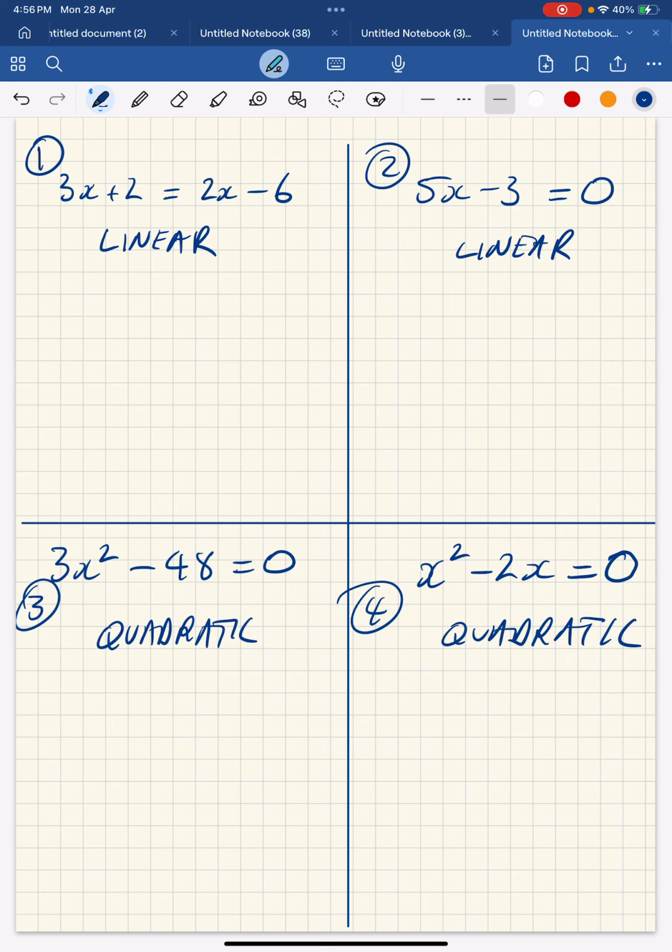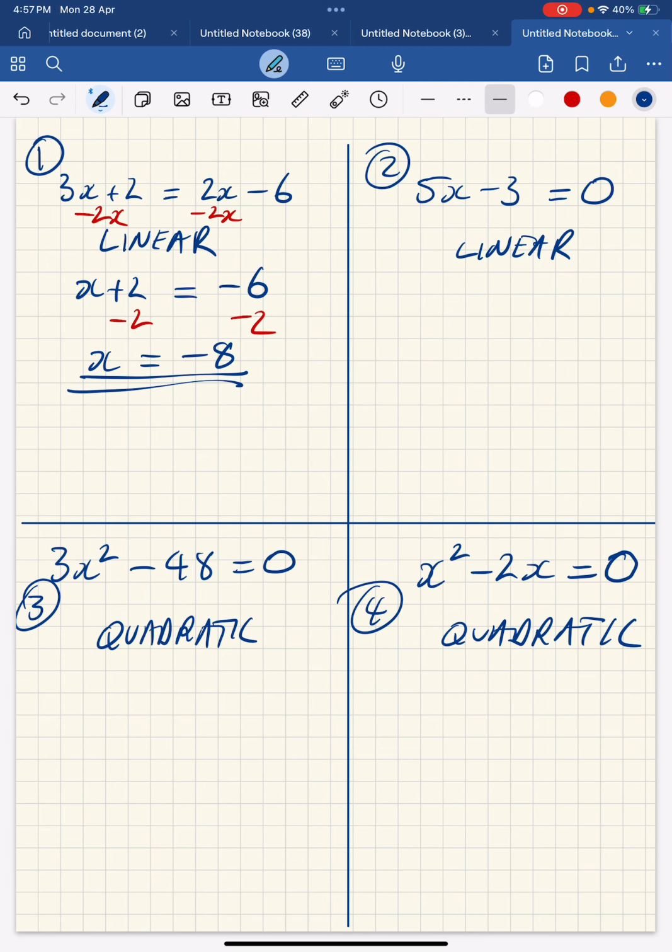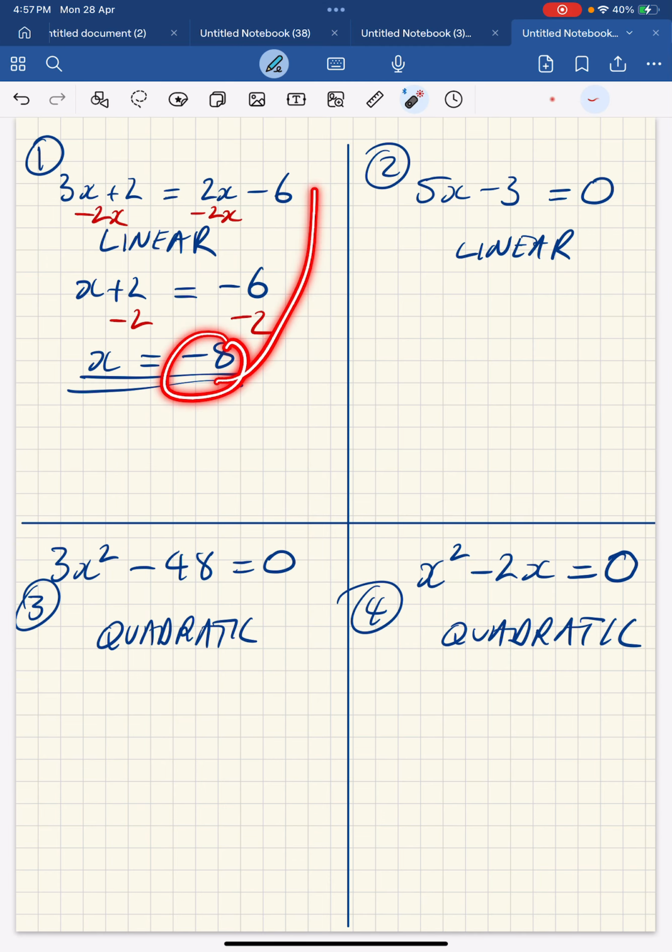So linear, pretty much I'm going to use the balancing method, right? So I'm going to minus 2x from here, minus 2x. So I'm going to get x plus 2 equals negative 6. And then I'm going to put minus 2, and I'm going to get x equals negative 8. Okay, you could test that out to see if that actually works. Negative 8 goes in here, right? Negative 8 goes in here. You should find each side balances. And let's do the second one.